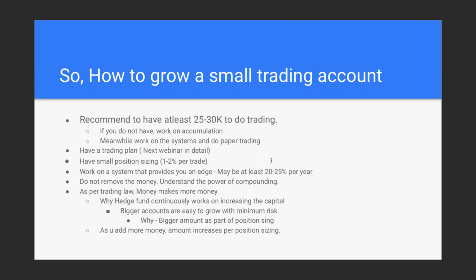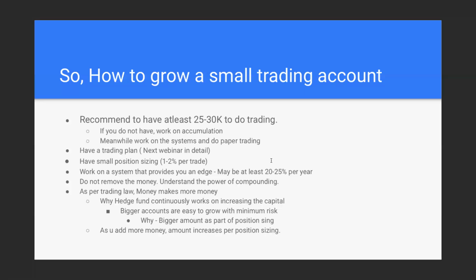how drawdowns happen. Let's say you have a $100,000 account, right? And you are playing with 10% per trade. Then what happens? If you have 10 trades in a row which fail, that means you are broke. So is that possible?